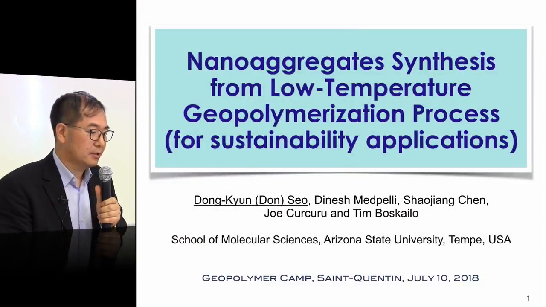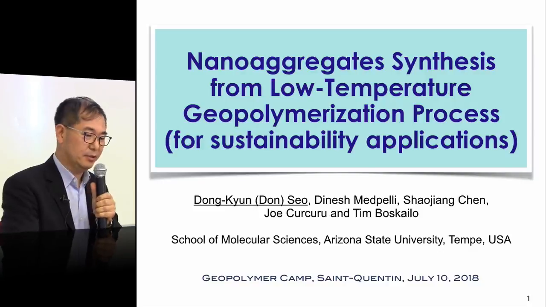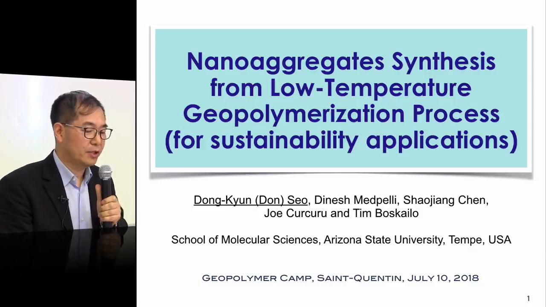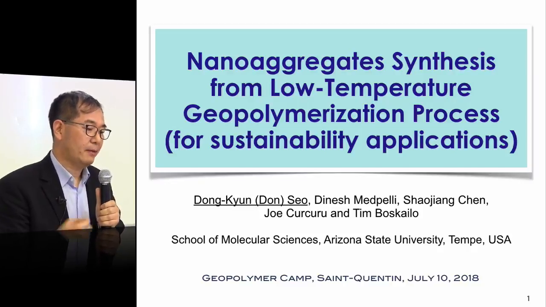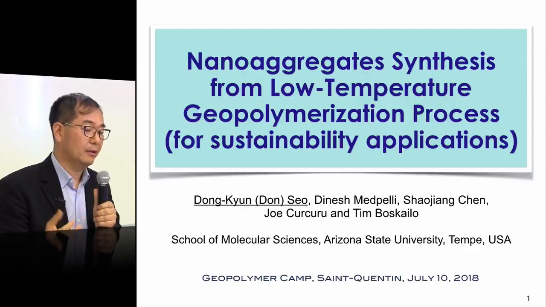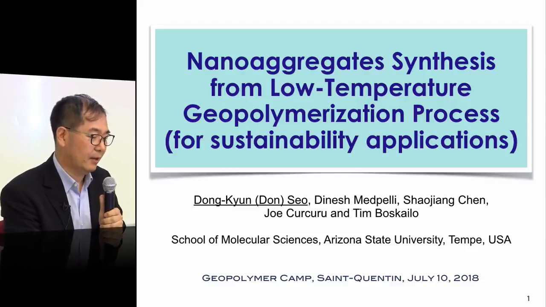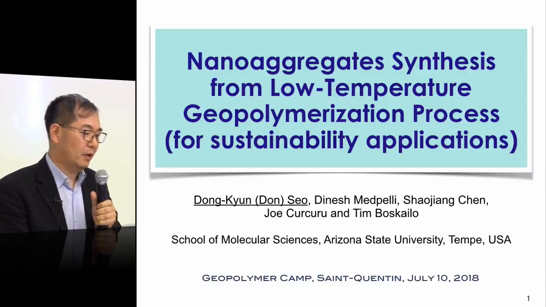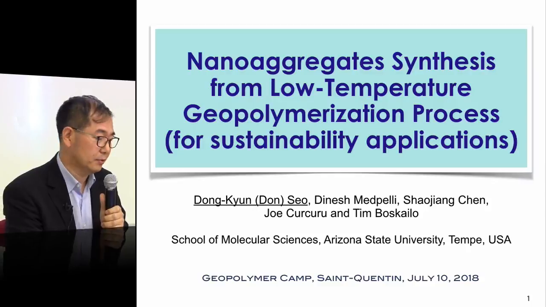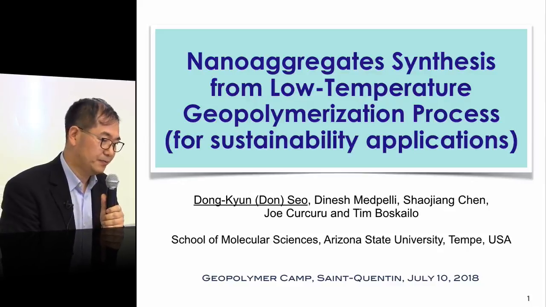So the title of my talk is Nanoaggregates synthesis from low temperature geopolymerization process for sustainability applications. So there are some keywords. Geopolymerization process, you know what geopolymerization means. Nanoaggregates are basically the aggregates or clusters made up of nanoparticles. So we make the geopolymeric or aluminosilicate nanoaggregates by using this low temperature geopolymer process. Of course, there has to be a purpose. We are mainly interested in using any kind of materials, any new materials, functional materials, for sustainability-related applications.